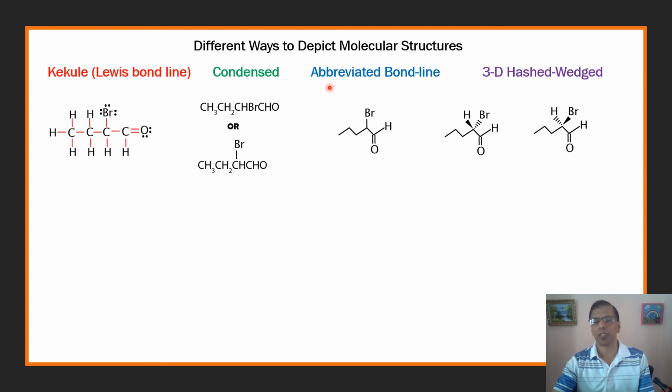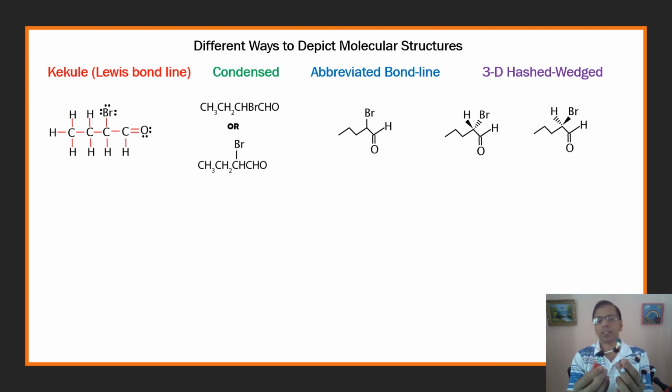Another way to write the molecular structure for the same molecule is the zigzag. This is called the zigzag line, and it's called the abbreviated bond line. In this case, the end of each line is a carbon atom, unless a hydrogen is written next to it. The hydrogens attached to the carbon are not shown. So let me show an example. This is the molecule.